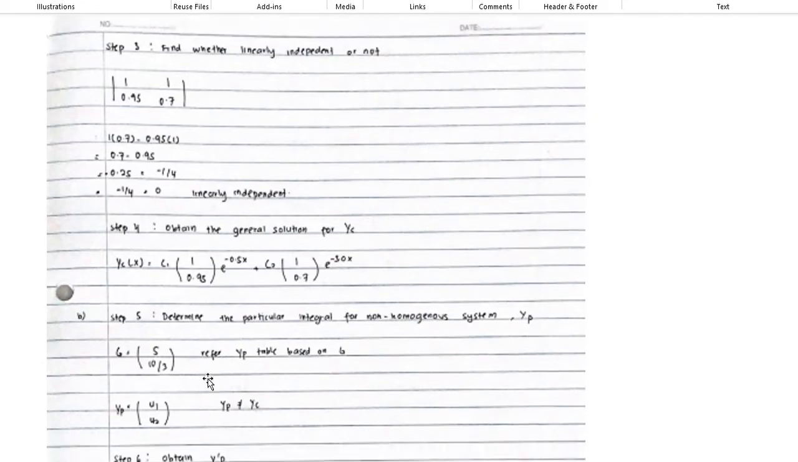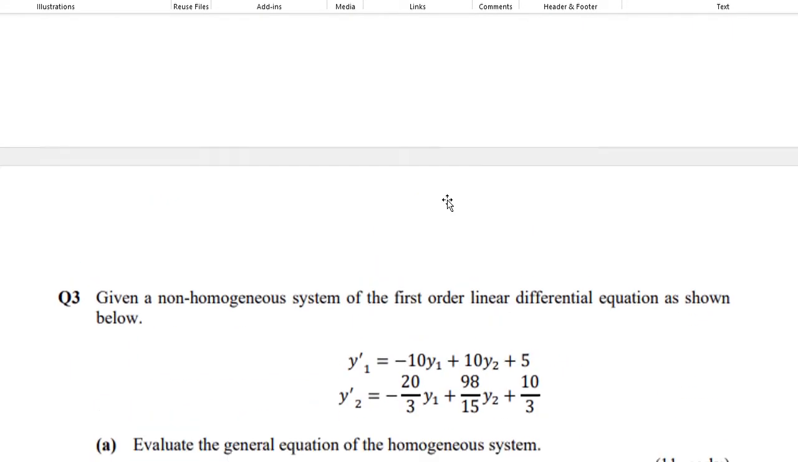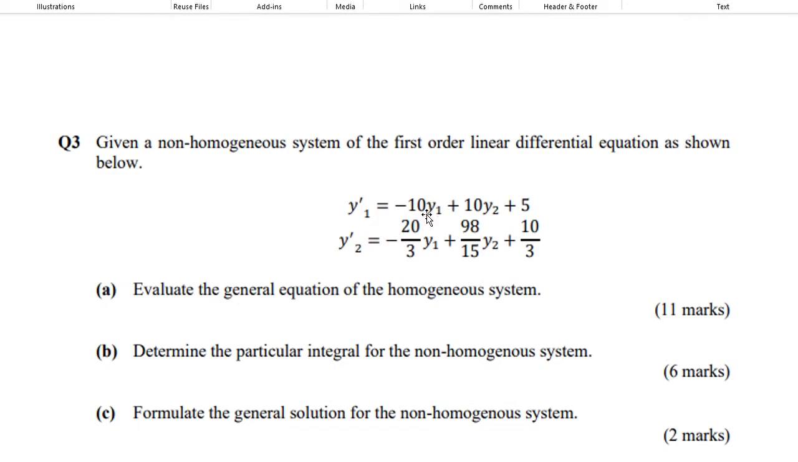So for question B, we need to determine the particular integral for the non-homogeneous system.